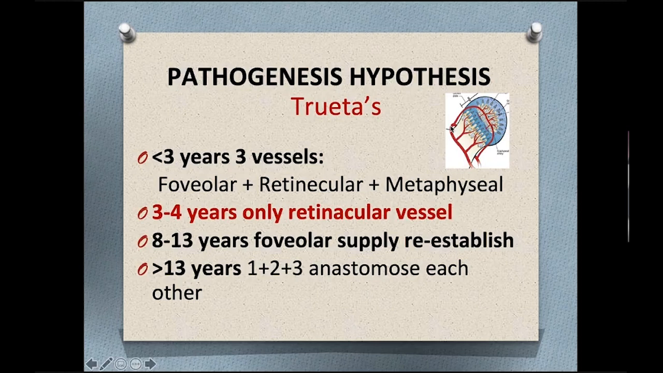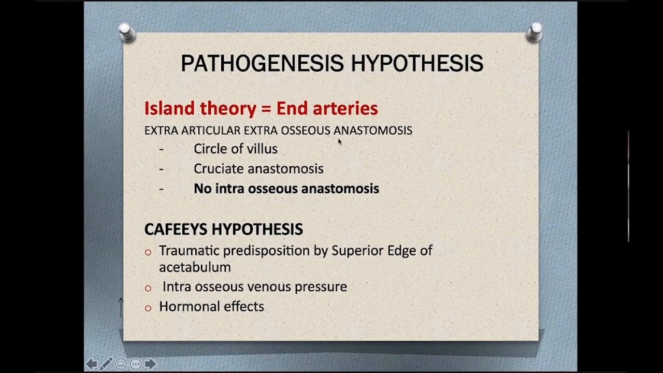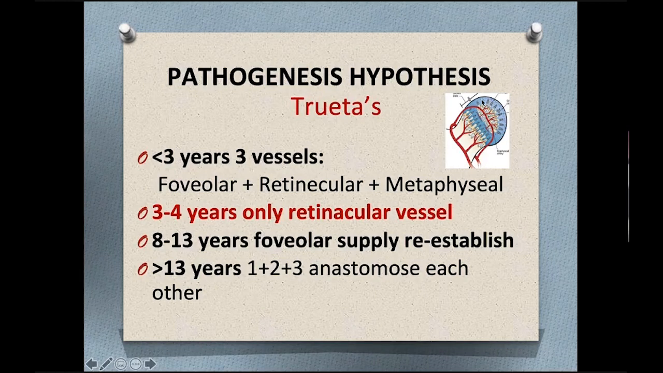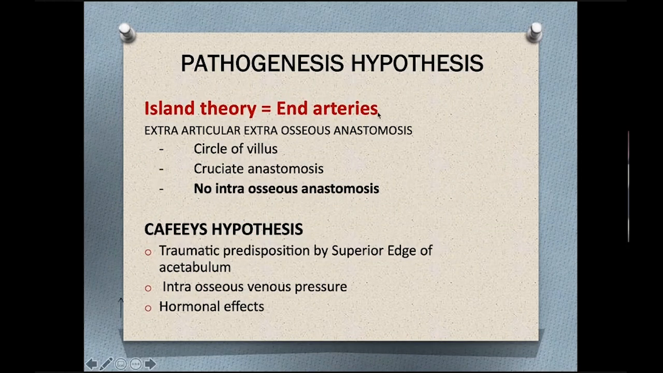So this was the theory of Trueta, and they said for the extra-articular anastomosis, there is a circle of Hunter... a circle of vessels around the neck, and the cruciate anastomosis at the trochanteric area, but there is no intraosseous anastomosis. Again, they said each artery is an end artery, and it supplies a specific part of the blood supply. Like this artery goes here, it supplies only this portion, this artery supplies only this portion, only partly. Each artery is an end artery. So if there is obliteration in a small portion, this will affect that part. It may be around 25%, 50%, and 75% as we go in classification. This will make you understand that if multiple end arteries are obliterated, then there is a larger area of avascular necrosis.